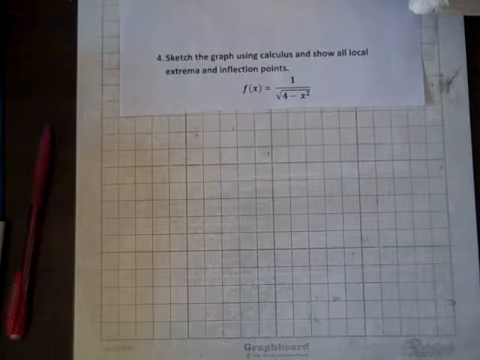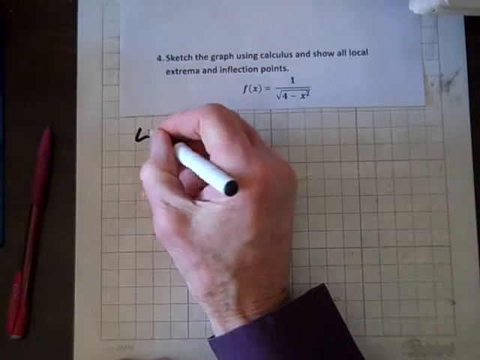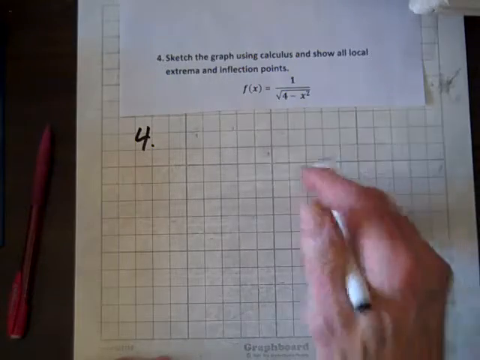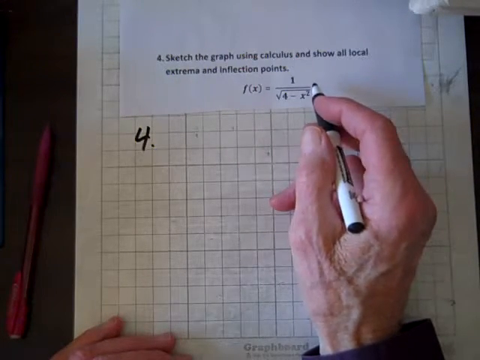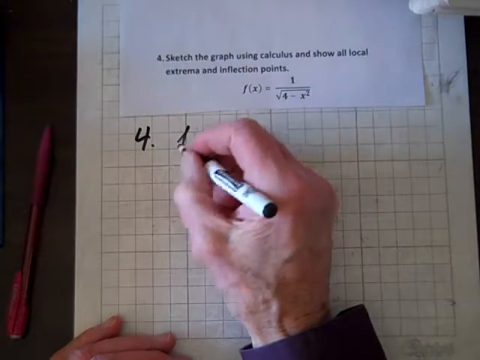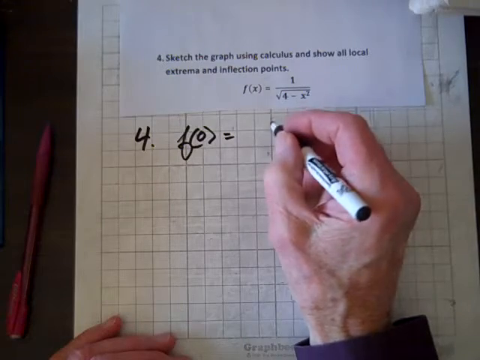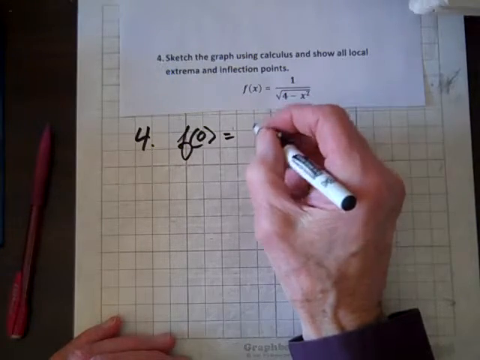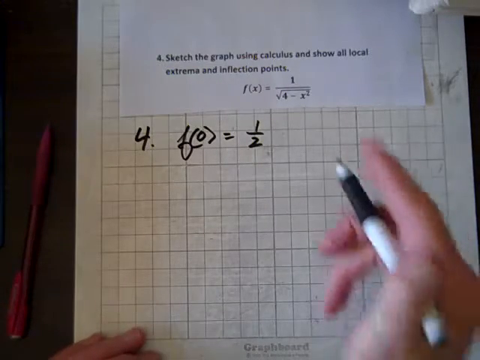Okay, now we're doing problem 4, and they ask us to sketch the graph of this thing. So we know that f of 0 equals 1 over the square root of 4, which is 1/2. So we know what the y-intercept is.